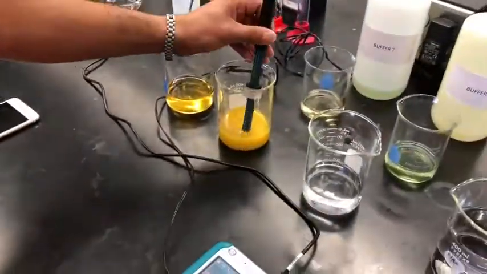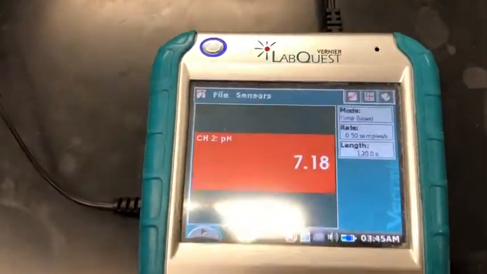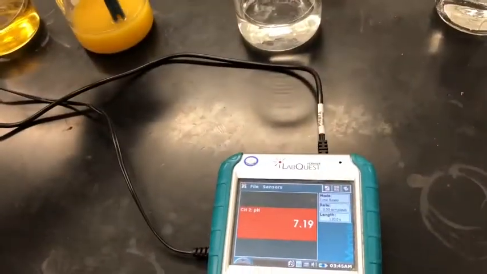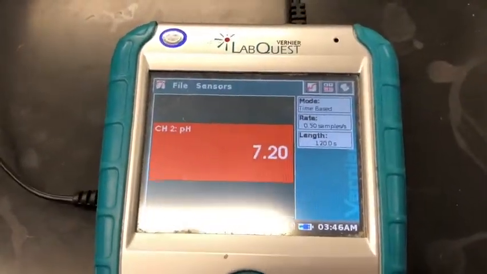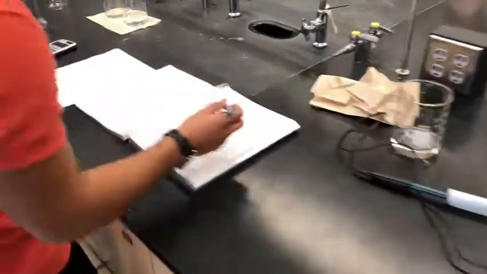And it looks to be correct, so we're going to rinse it off and check some orange juice, see what the pH is. And that's pretty high, so if that happens, go ahead and recalibrate it, because really it should be around pH 4 for orange juice. So we'll put the cap back on and document in the notebook.